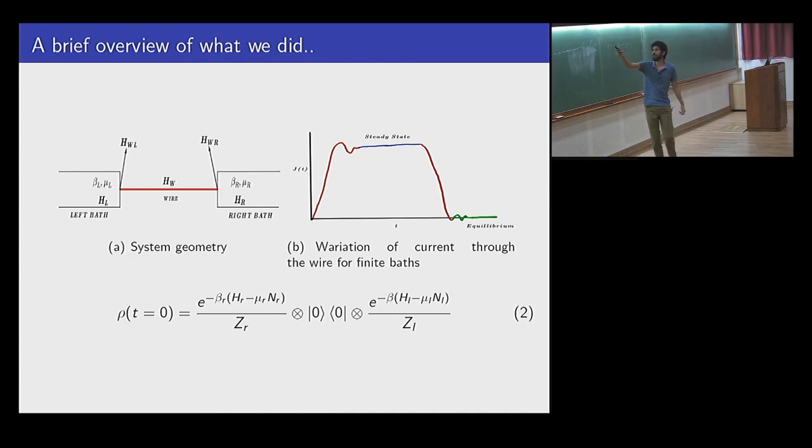Obviously, when you increase the bath size, the time for equilibration will increase and go to infinity for infinite baths. We are interested in this steady state, and we derived an analytical expression for the value of the current in this steady state. Now let's take a look at the Hamiltonians we took for the calculation.